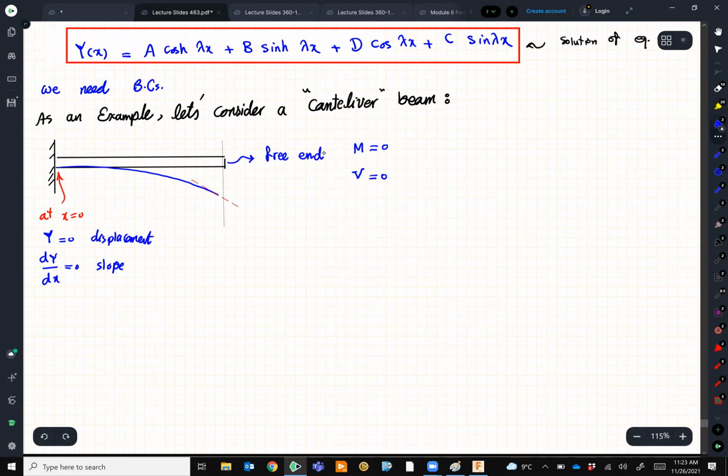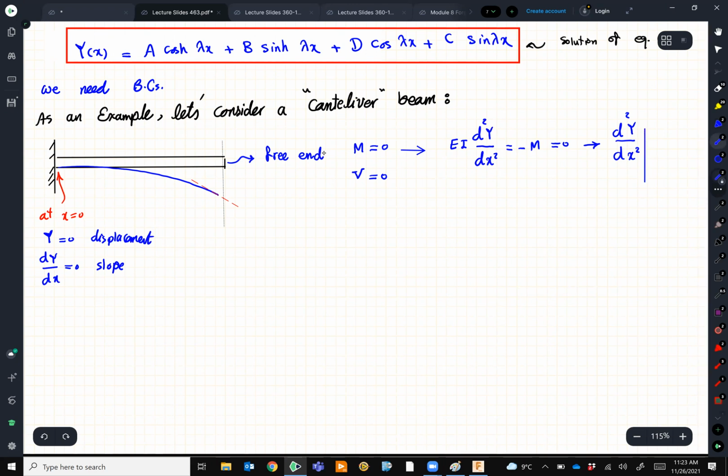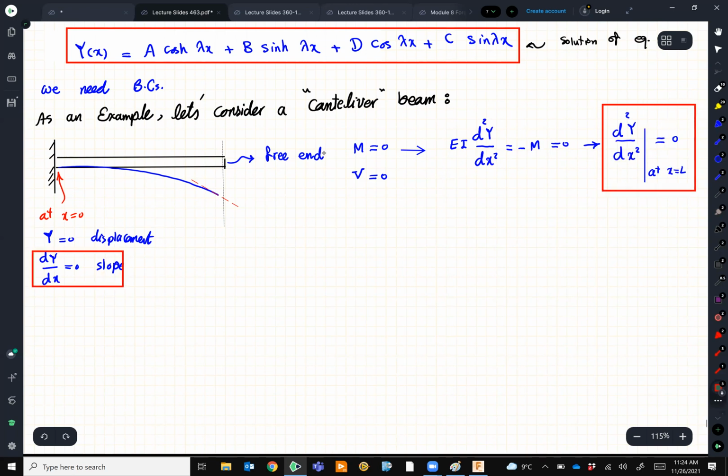Do you agree? So let's go back and work through them. So M is equal to 0. Therefore, EI times the second derivative of y with respect to x squared, which is equal to minus M, must be equal to 0. From here, I have d2y divided by dx squared, but at which point? When x is equal to L. At x equal to L, it is equal to 0. So now we got, so far, 3 boundary conditions.